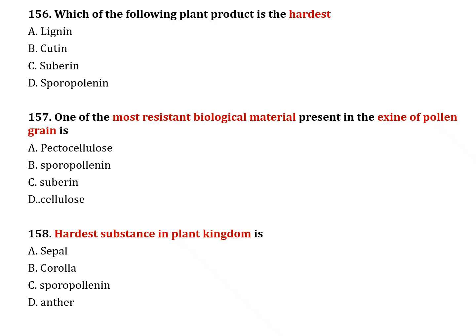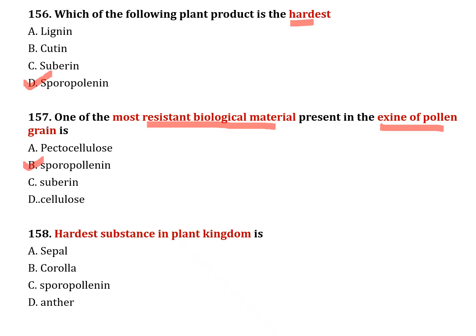The next question, number 156. Which of the following plant products is the hardest? Option A, lignin. Option B, cutin. Option C, suberin. Option D, sporopollenin. Correct answer is option D, sporopollenin. The next question, number 157. One of the most resistant biological materials present in the exine of pollen grain is option A, pectocellulose. Option B, sporopollenin. Option C, suberin. Option D, cellulose. Correct answer is option B, sporopollenin.